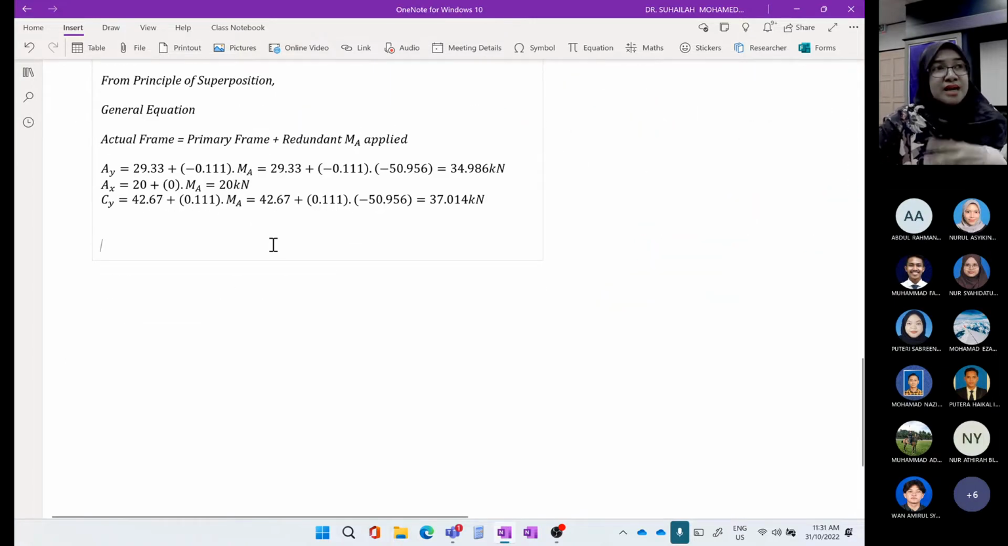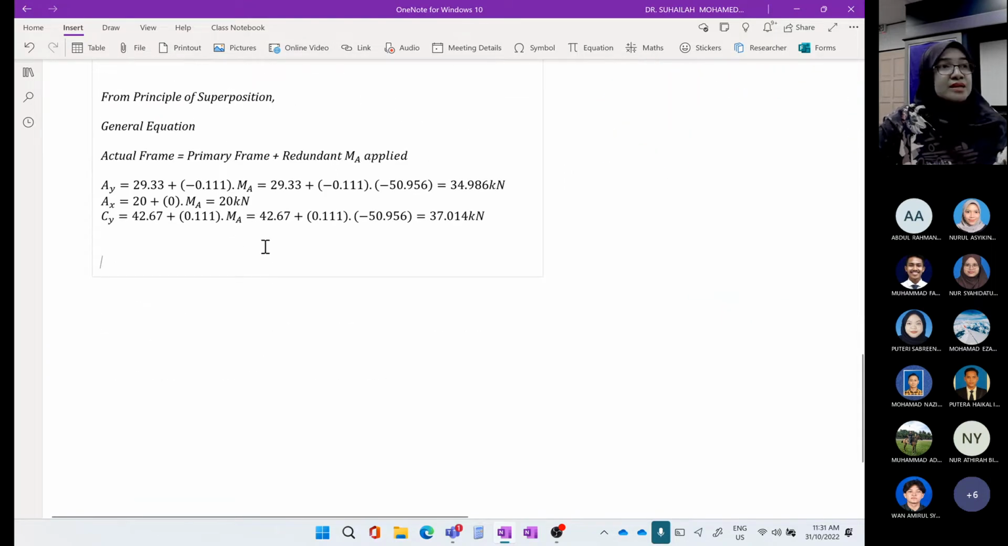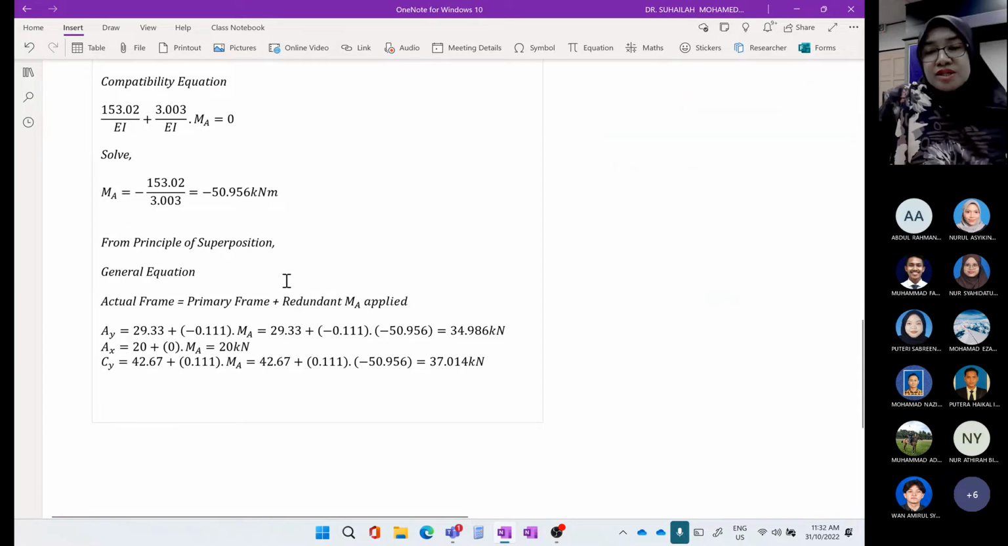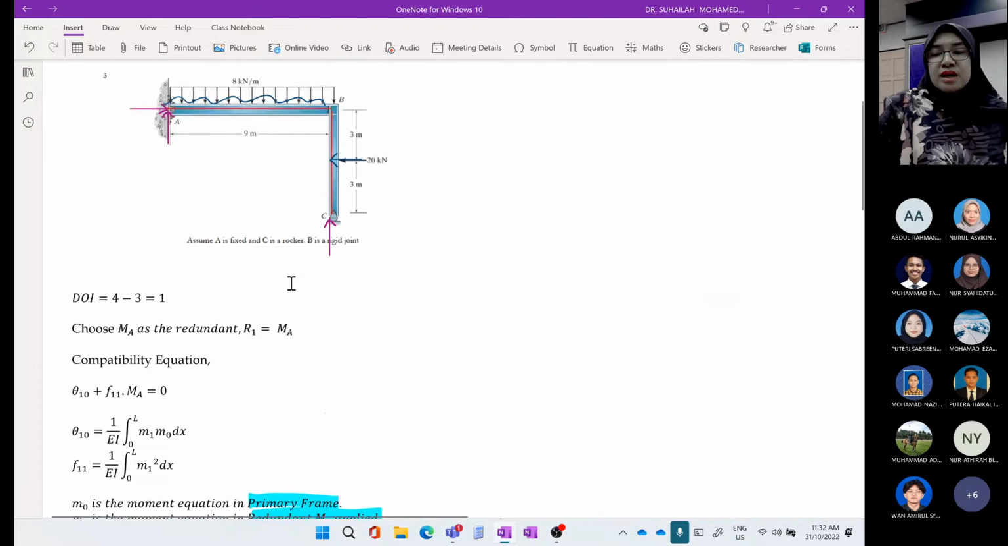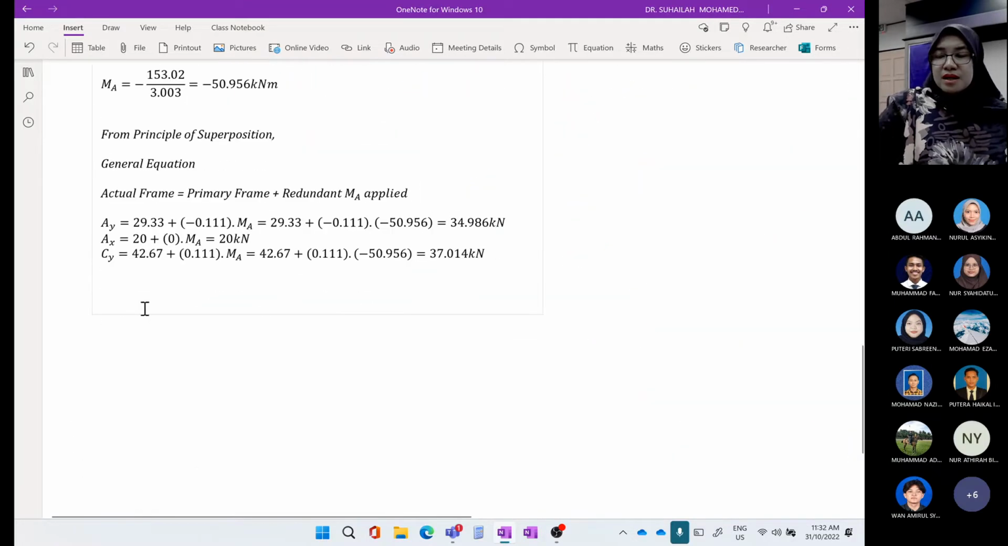So kalau kita nak extend yang ni, kita add another redundant, kita boleh continue lah, and we will have different moment lah, different reaction value. Okay, so this question we can continue. Okay, let's say kita just continue lah. Consider. Okay, I just continue this.